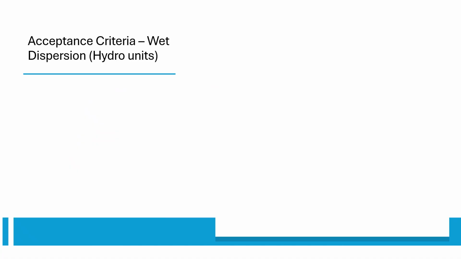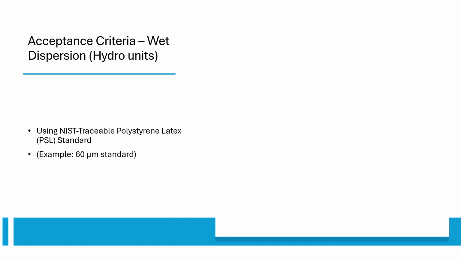So now as an example, we'll discuss the acceptance criteria for wet dispersion, that is for hydro units, right? So here I am explaining, this is just for an example. However, there may be different sizes as per the actual particle size which is present in the NIST traceable standards. So that may differ.